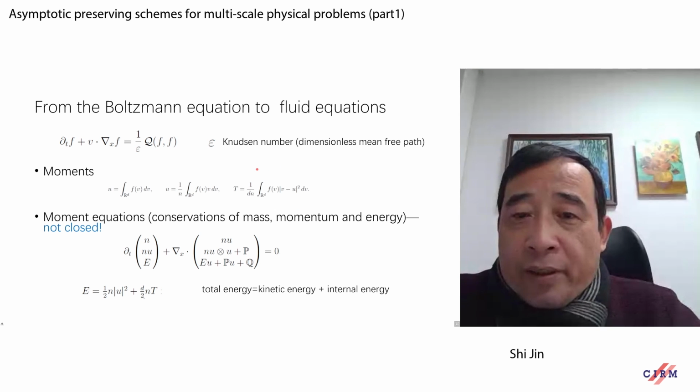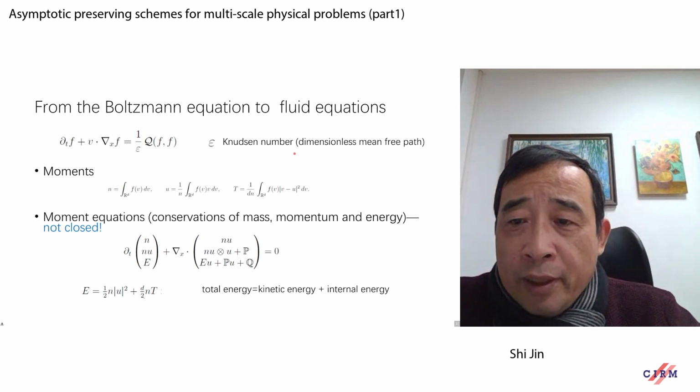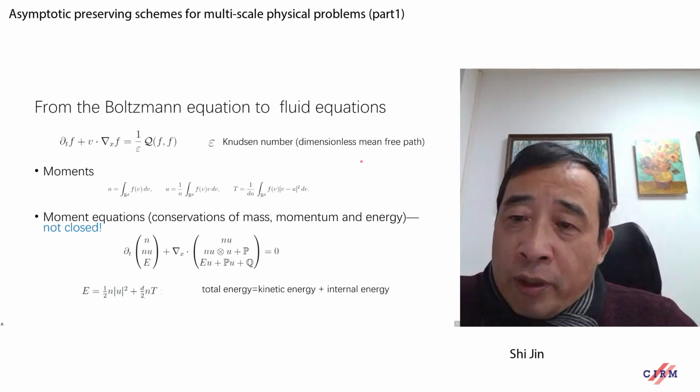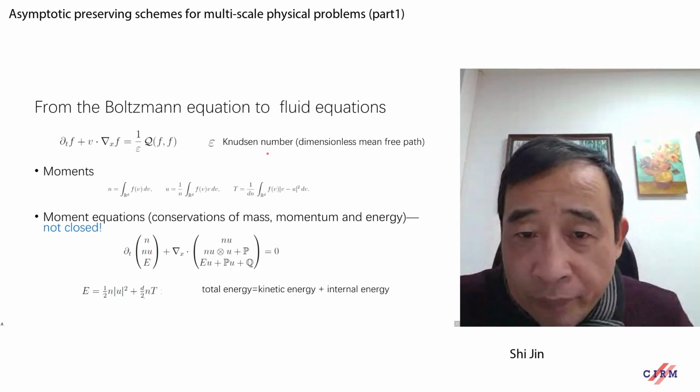Now, once we have the Boltzmann equation, how do we go from Boltzmann to the fluid limit? Here's the Boltzmann equation. Now we scale the Boltzmann equation such that we have 1 over epsilon, and here epsilon is the so-called Knudsen number, which is essentially the mean free path. That's the average distance between two collisions of a particle divided by a typical length scale, say the size of the domain. So that's a dimensionless number, called the Knudsen number.